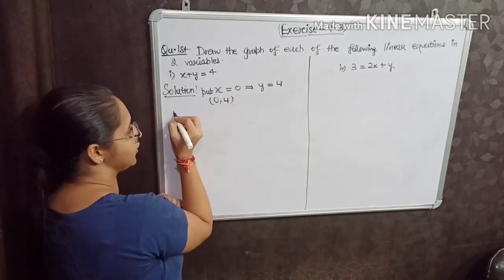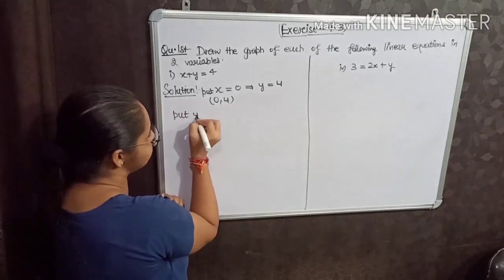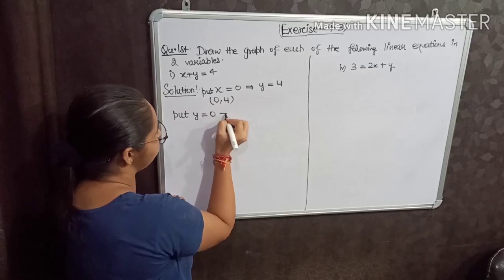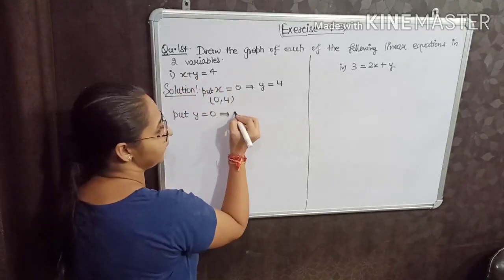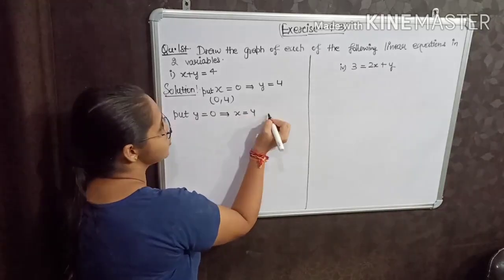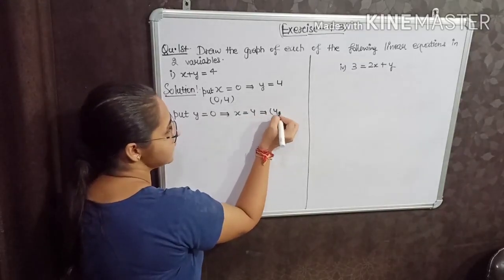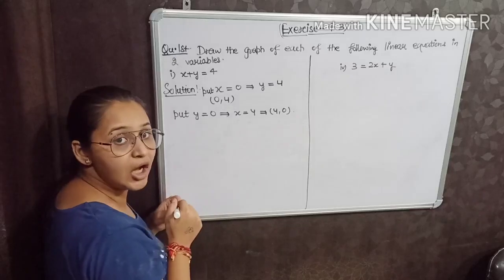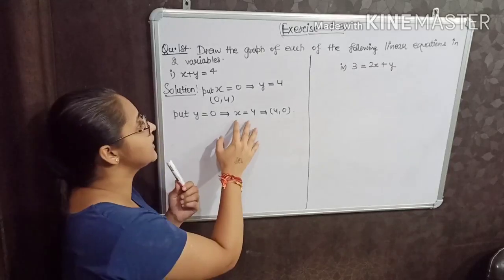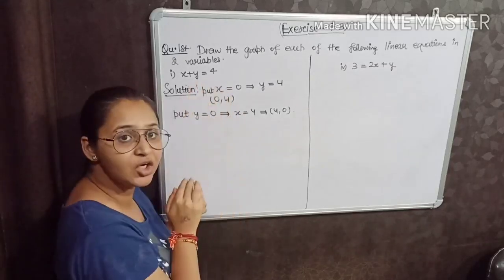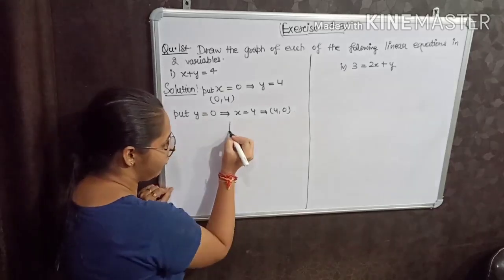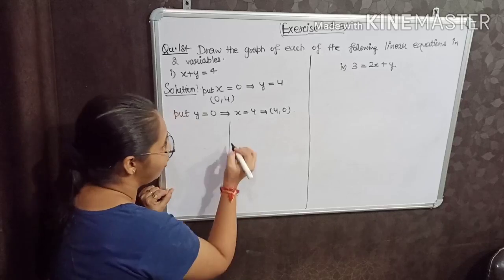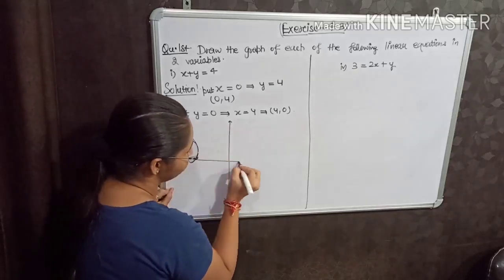Now second solution, put y is equal to 0, then x plus 0 is equal to 4. It means x is equal to 4. So 4, 0 is second solution. Now we have two solutions that are satisfying the given equation and we have to draw its graph. So first of all, we will plot the points, or we will plot the solutions.